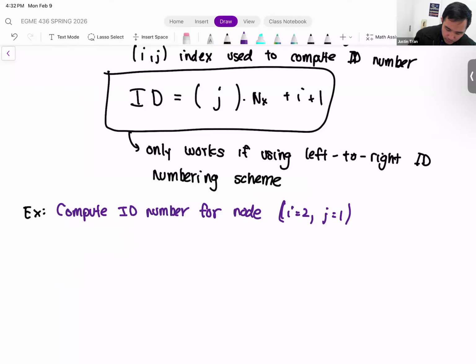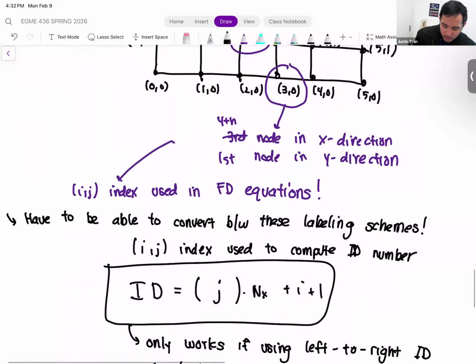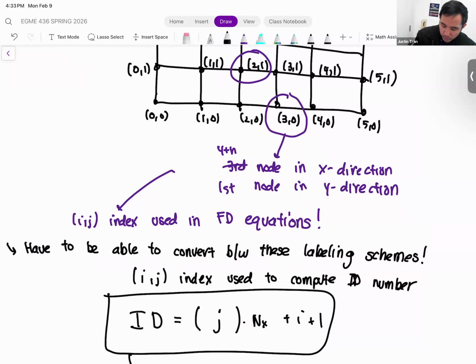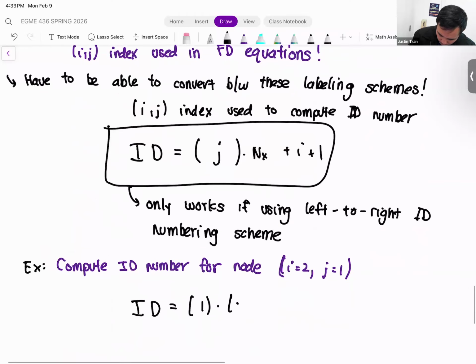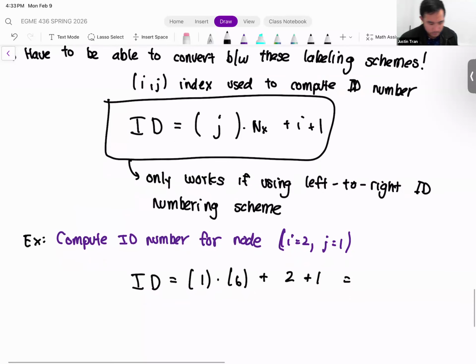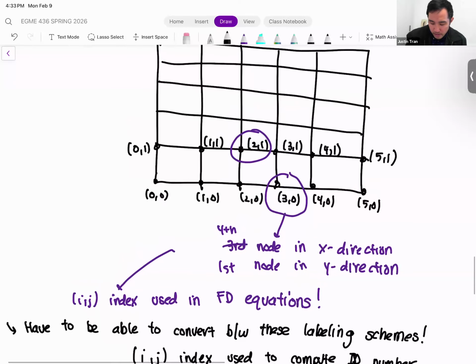Okay. And so we just plug into the equation from there. So if ID is equal to, we have J is 1 multiplied by NX. And so the number of nodes in the X direction, we should have 6. 1, 2, 3, 4, 5, 6. Plus I, so I in this case is 2, plus 1. All right, so we just do the simple arithmetic, which is 6 plus 2 plus 1, that's 6 plus 3, which is 9. So that particular node there should have ID number 9, right?